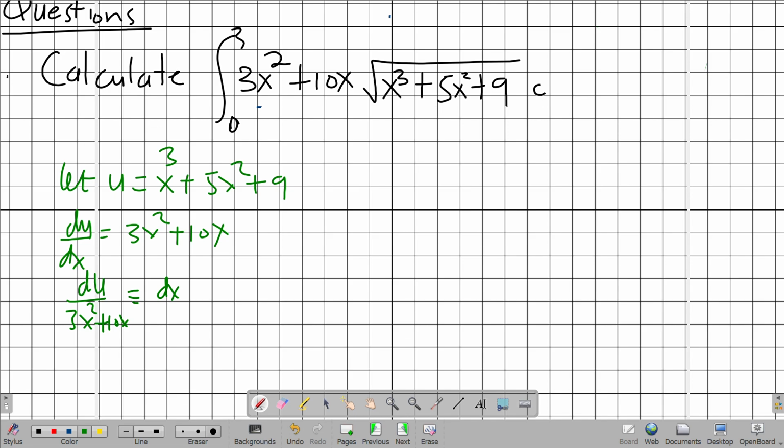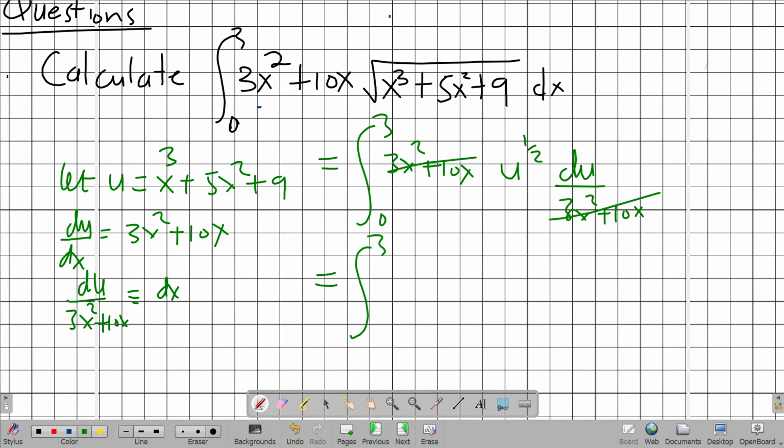This takes us to this part here, which is going to be equal to the integral from 0 to 3 of 3x squared plus 10x. We put u here to the power of half. We put du. There must be a dx here for it to be correct in terms of notation, over 3x squared plus 10x. These two cancel. So we are just evaluating from 0 to 3 u to the power of half du.